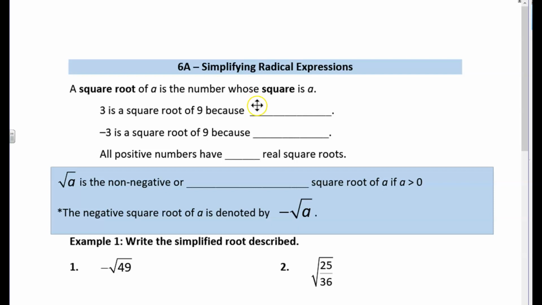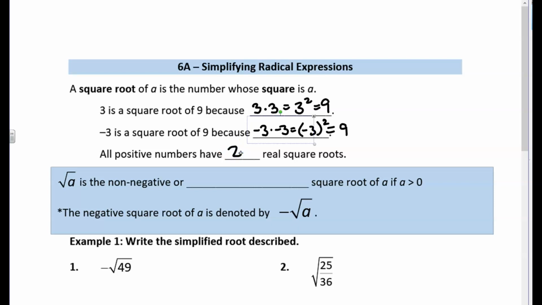So 3 is a square root of 9 because 3 times 3, we could also write that as 3 squared, equals 9. On that note as well, negative 3 is also a square root of 9 because negative 3 times negative 3, or negative 3 whole quantity squared, equals 9. All positive numbers, therefore, have 2 real roots.